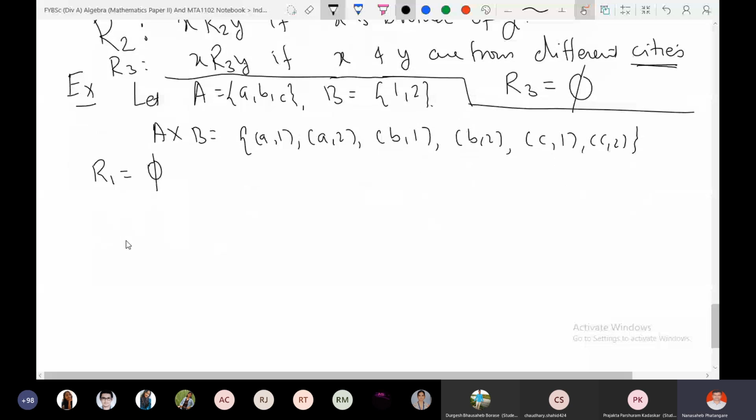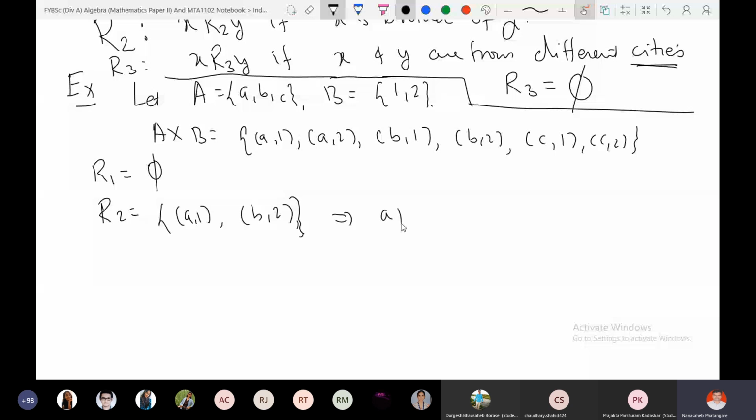So if I take R2 as (A,1), (B,2), so this is my R2. That means A is related to 1 with respect to R2, B is related to 2 with respect to R2. But A is not related to 2 with respect to R2. Is it clear? Because the pair (A,2) is not here, that means A is not related to 2 with respect to R2, or C is not related to 1 with respect to relation R2.